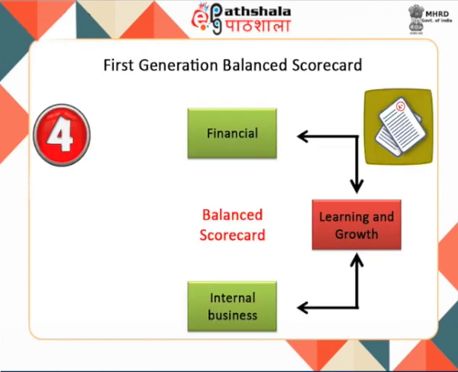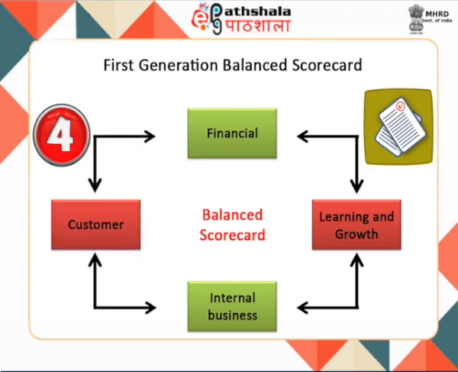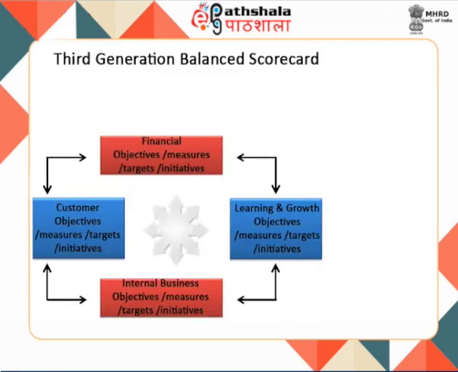First generation balanced scorecard. This generation used the four box approach to assess performance. These perspectives or boxes were typically financial, learning and growth, internal business processes, and customer. The balanced scorecard alluded to a relationship between these four perspectives, but the relationship was not often used or seen.